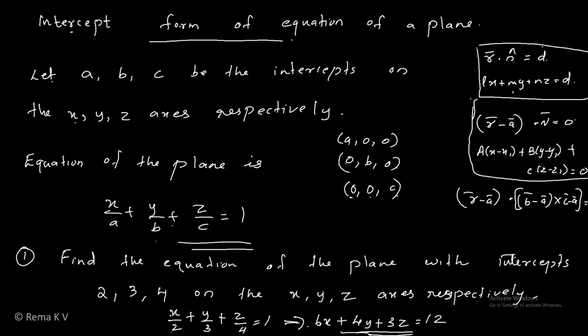So the standard form is x by a plus y by b plus z by c is equal to 1. When you write it in this form, the denominators, that is 2, 3 and 4, give the x, y and z intercepts. Is it clear?